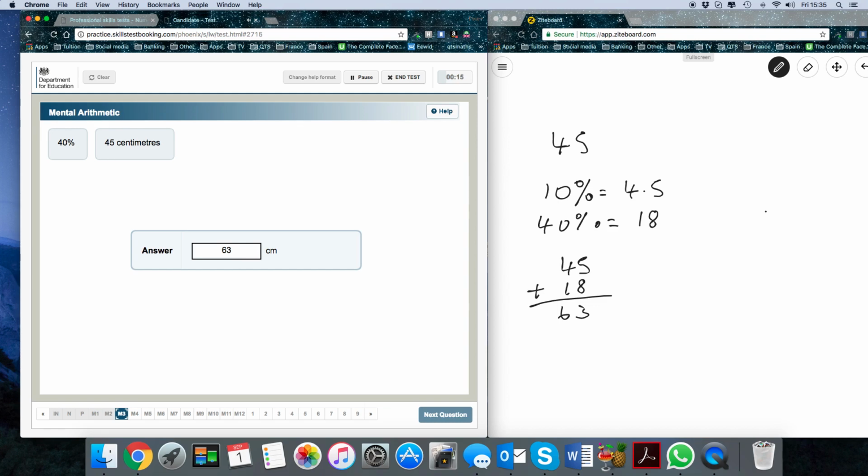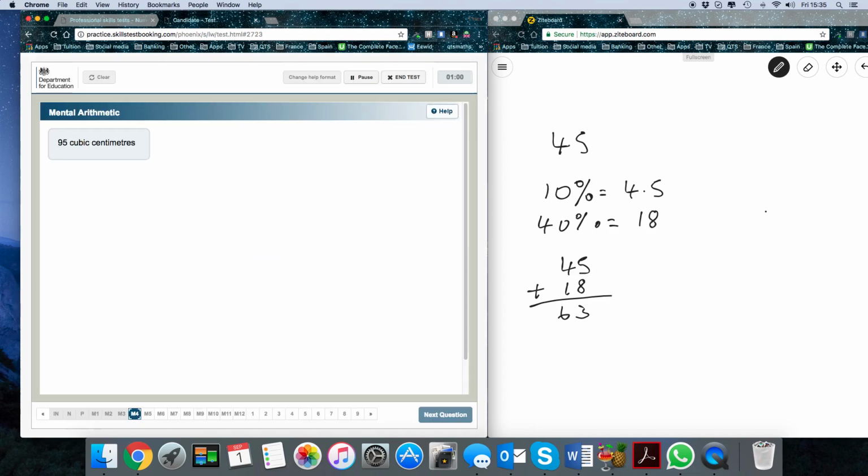Okay, two main things. Do the 10%, which is 4.5. To quickly turn that into 40%, I'm timesing by 4. A good way of timesing by 4 is to double it and then double it again. So 4.5 doubled is 9, double it again is 18. And then you've got to add that on because we want the extended length of the spring.